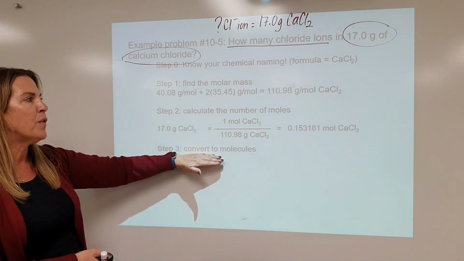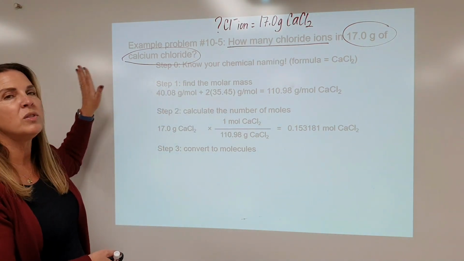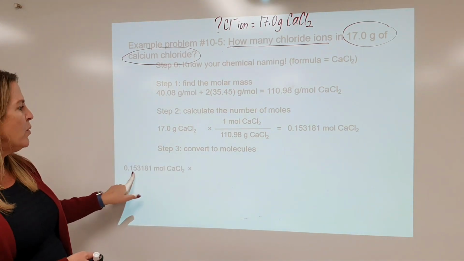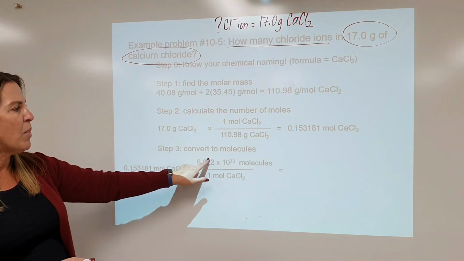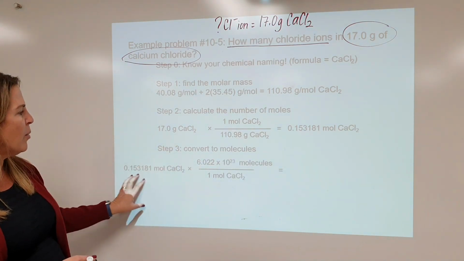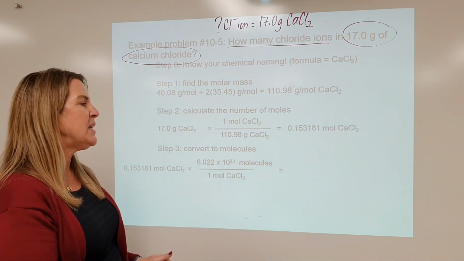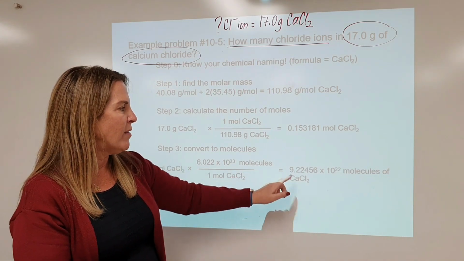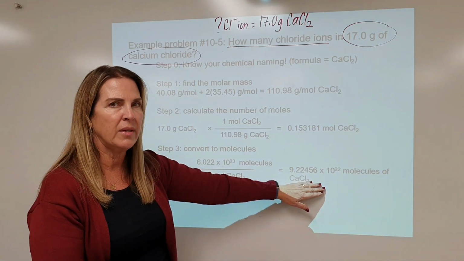We're now going to convert to molecules. So we have converted from grams to moles. Now we're going to go moles to numbers of things using Avogadro's number. So we're going to take that unrounded moles of calcium chloride, and we're going to take this to molecules. So in this number of moles of calcium chloride, how many molecules of CaCl2 are present? And there you go. We have a lot of molecules. Again, no rounding just yet.